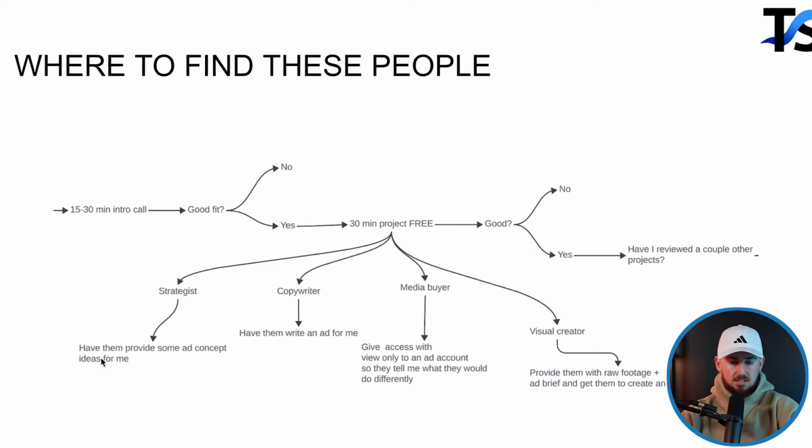So strategists, I'll tell them to send me over some ideas for an ad concept. A copywriter, I'll give them a desire, a sophistication, an awareness level, and tell them to go write me a hook and a 10-second ad script for that. Media buyer, I can give them view-only access to my ad account, and then ask them to tell me what they would do in the account, or vice versa. I'll tell them to film me a Loom video going over some ad accounts that are actively running right now.